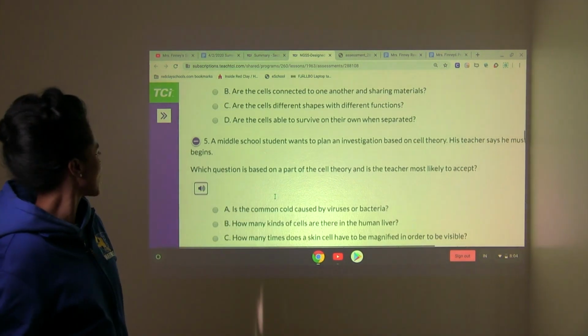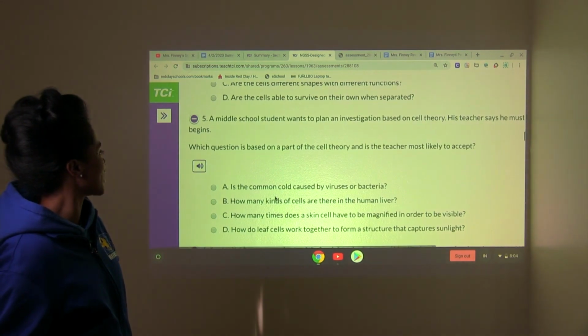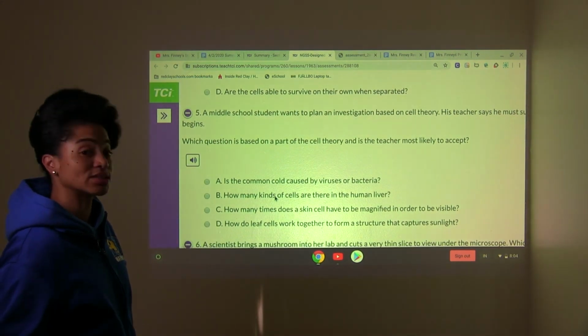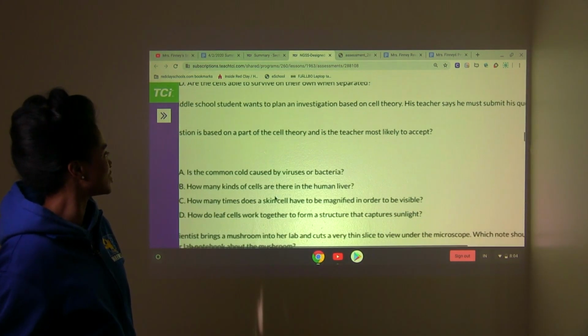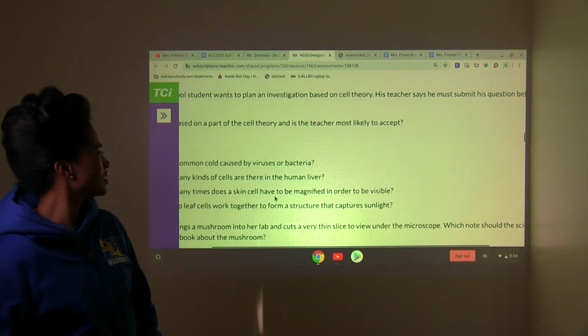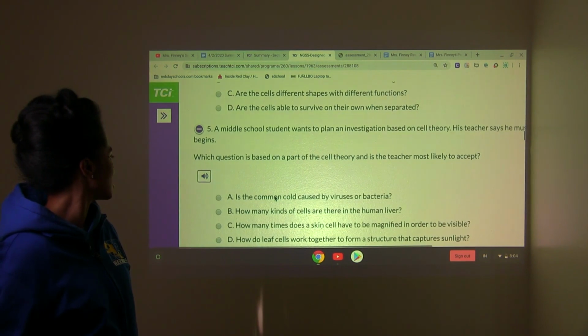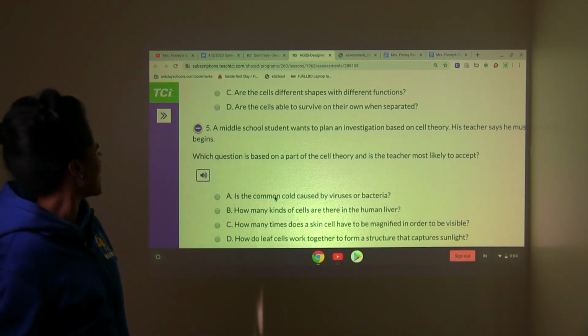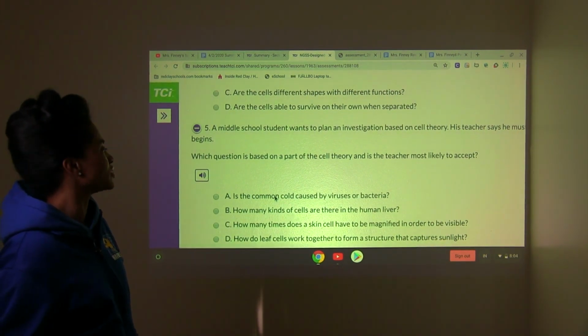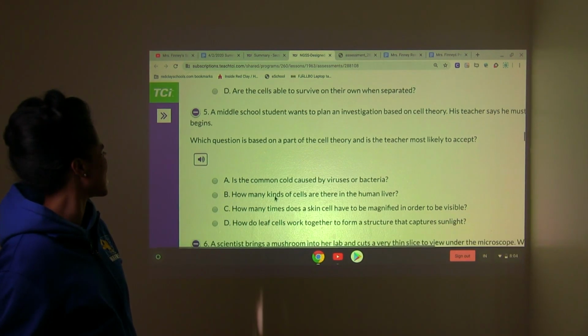5 says, a middle school student wants to plan an investigation based on cell theory. His teacher says he must submit his questions before he begins. Which question is based on a part of the cell theory and is the teacher most likely to accept?